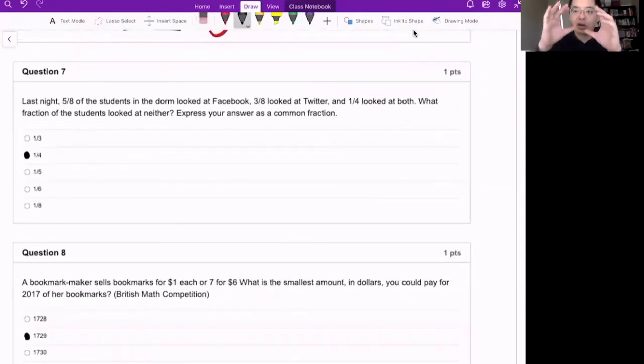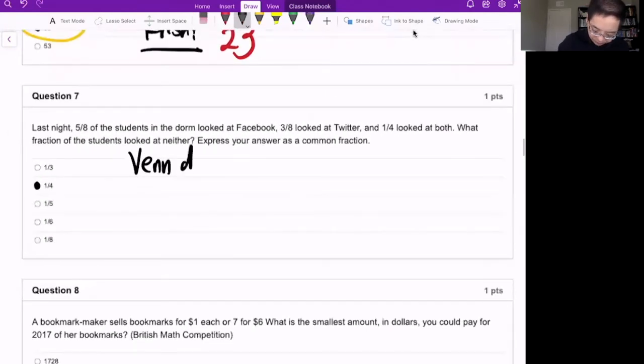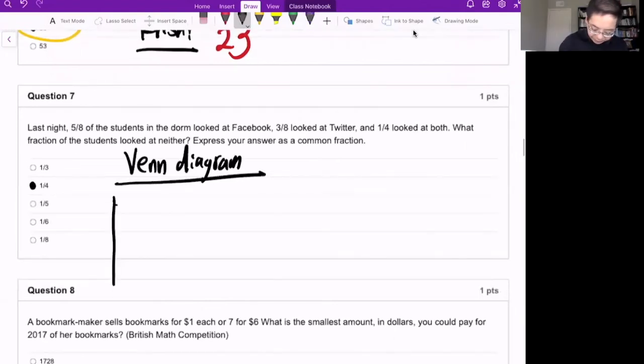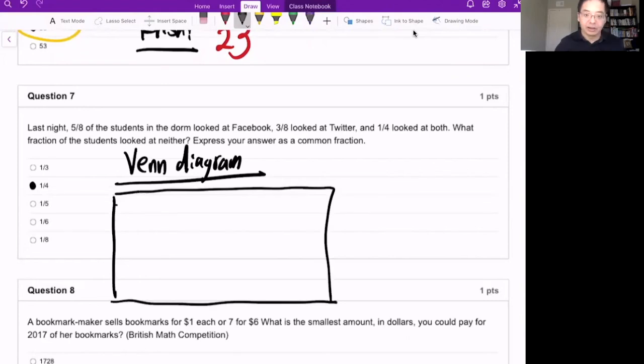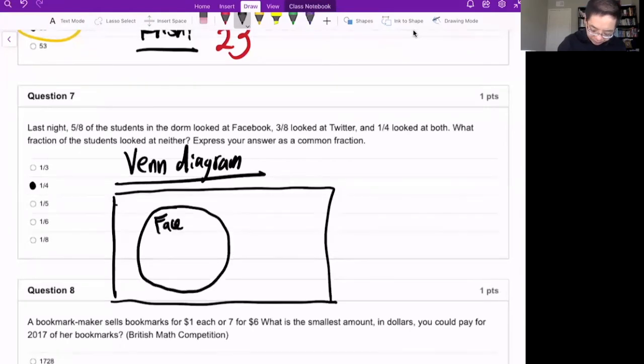So for the Venn diagram, we are going to draw 2 circles, and each circle represents one part of students. One is for Facebook, and the other one is for Twitter. A rectangle represents the whole body of students, and then we have circles inside. This one means students who look at Facebook, and then we have students who look at Twitter.